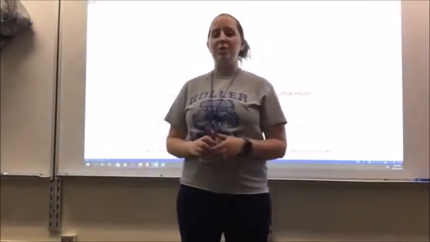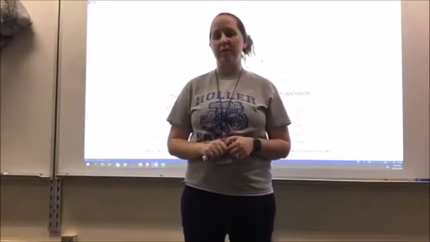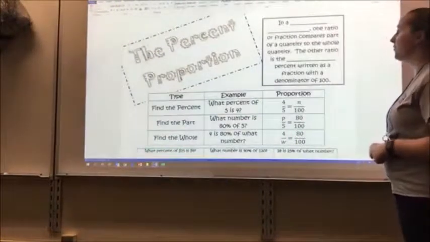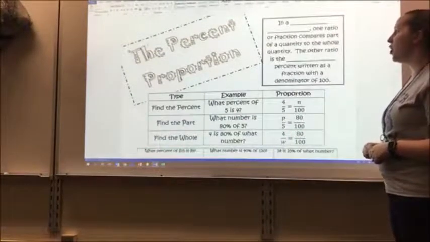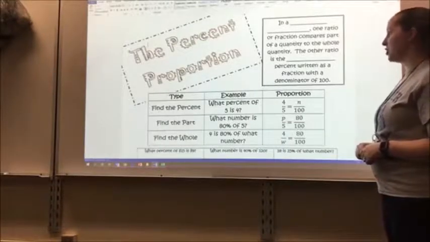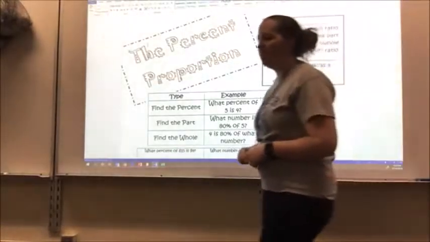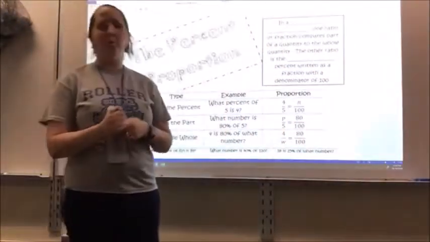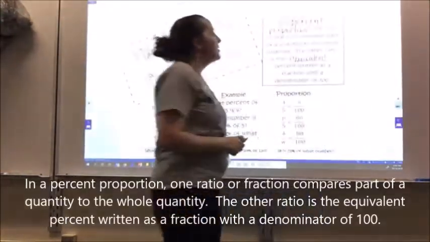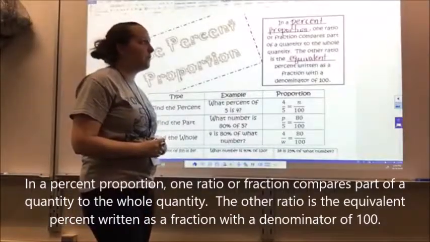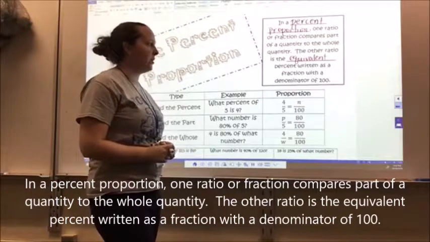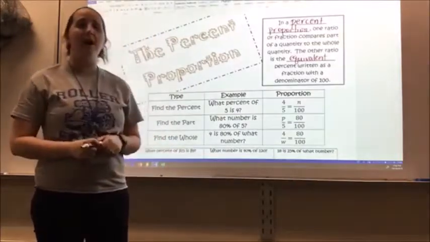All right, this is Chapter 2, Lesson 3, the percent proportion. In a percent proportion, one ratio or fraction compares part of a quantity to the whole quantity. The other ratio is the equivalent percent written as a fraction with a denominator of 100. In those blanks, you're going to write percent proportion and equivalent.